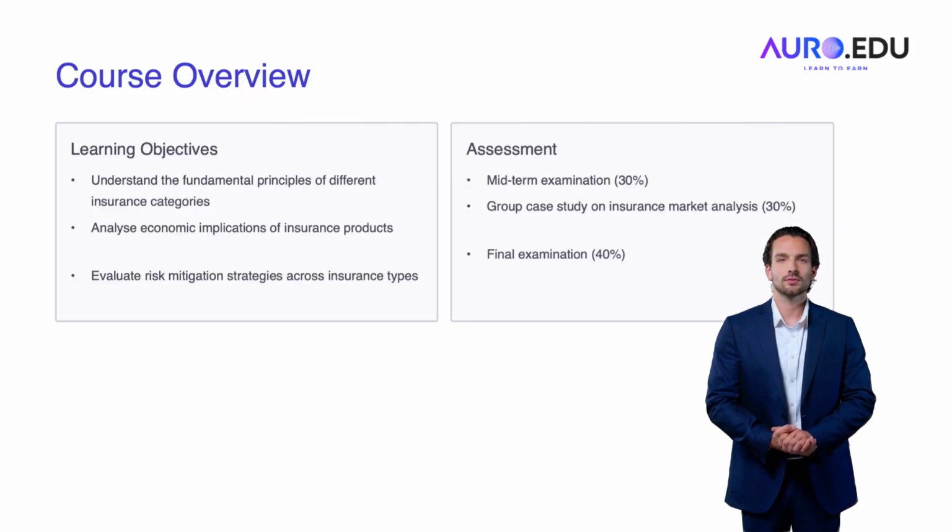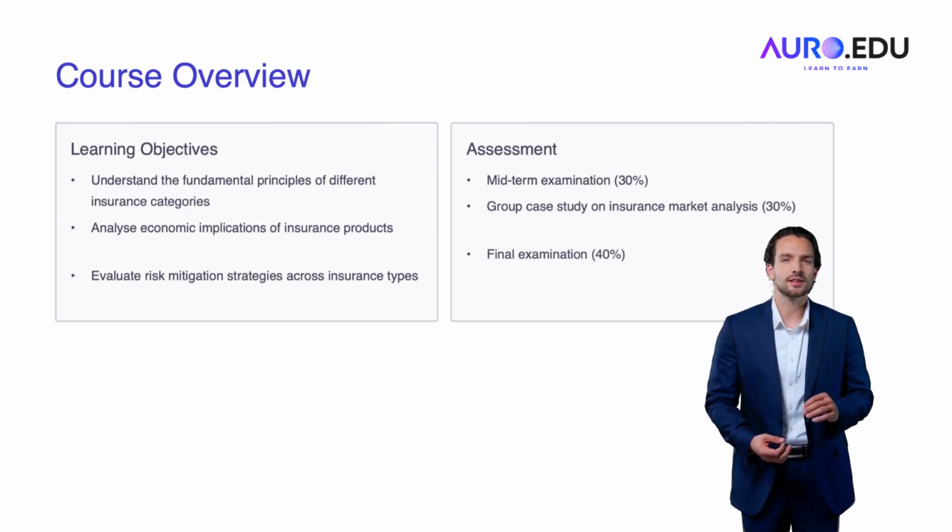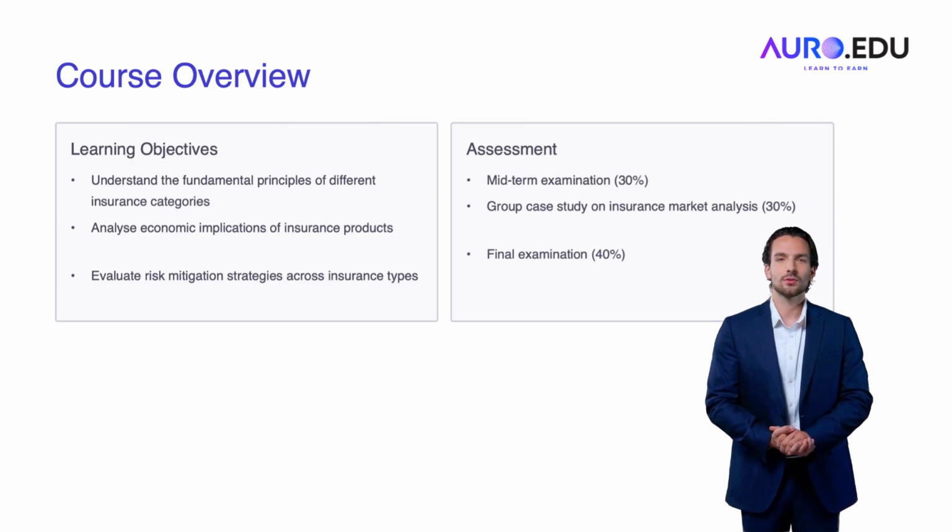Course overview and learning objectives. We begin by setting our learning goals. By the end of this session, you should be able to understand the fundamental principles behind each type of insurance product. You will analyze their economic implications, how they impact both individual households and entire economies. We'll also evaluate how different insurance categories help mitigate risks, whether those risks relate to life, property, health, or business operations. This foundation will prepare you for practical applications from personal finance planning to market analysis.